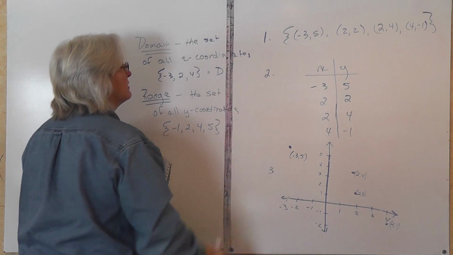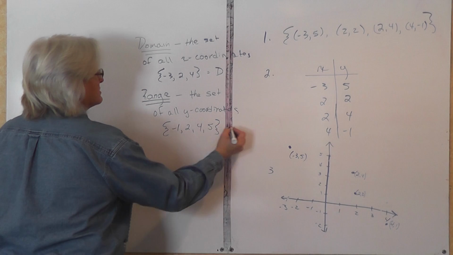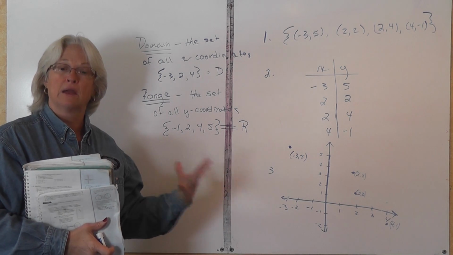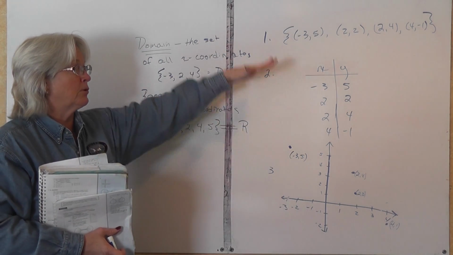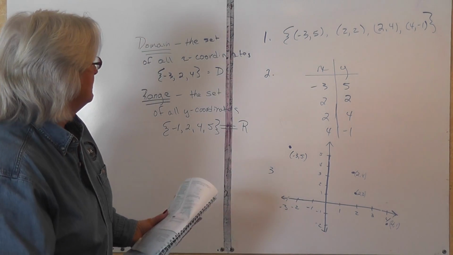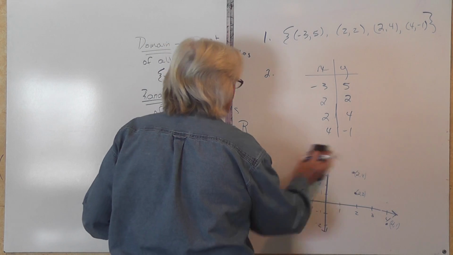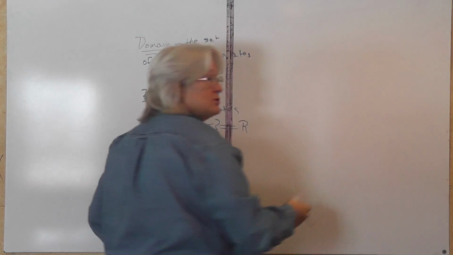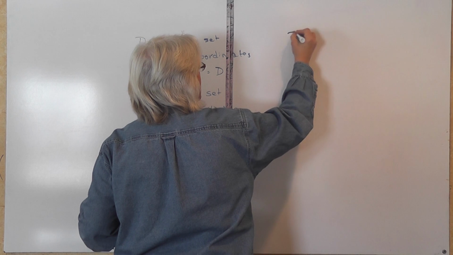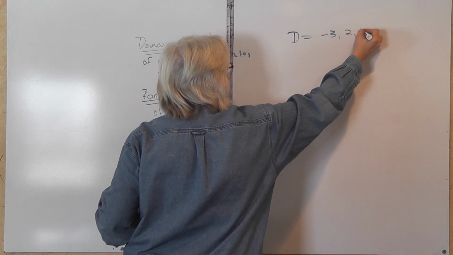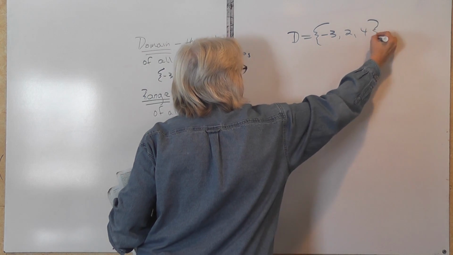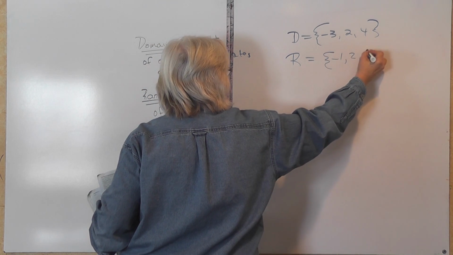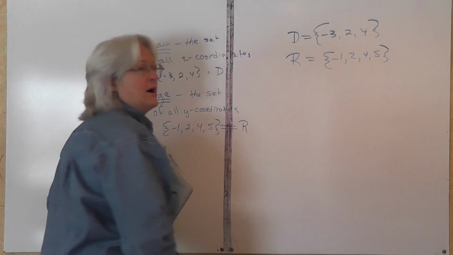So this is the domain, and we're going to indicate that with a capital D. This right here is the range, which we indicate with a capital R. Now, I'm going to go ahead and erase these 3 different ways of illustrating this relation, because really all we're interested in right now is the domain and the range of this function. And I'm going to go ahead and transfer my information over here. The domain is negative 3, 2, 4, but it's the set that contains those 3 elements, so you have to use those braces. And the range is a set that contains the elements -1, 2, 4, and 5.